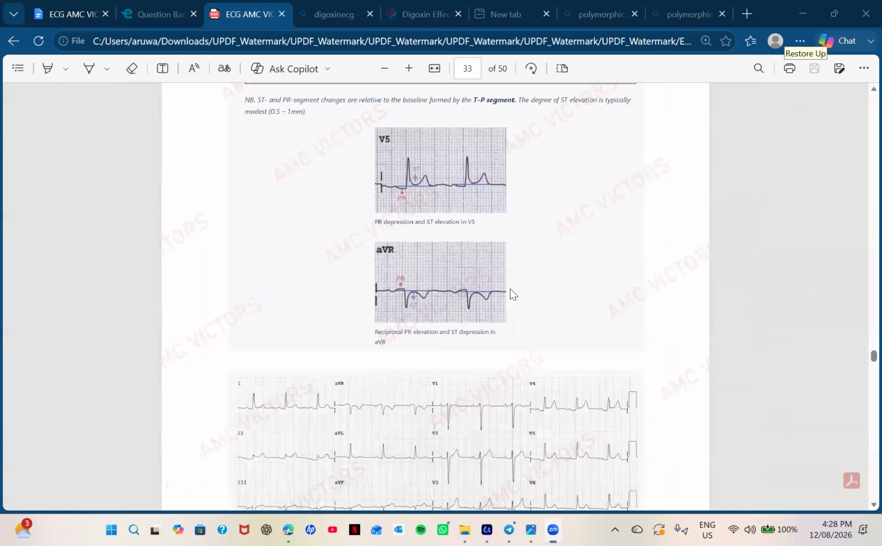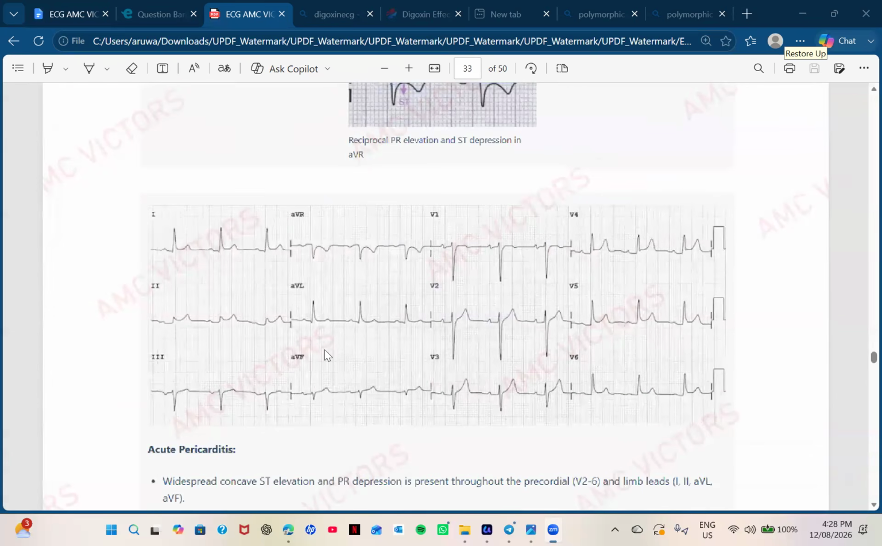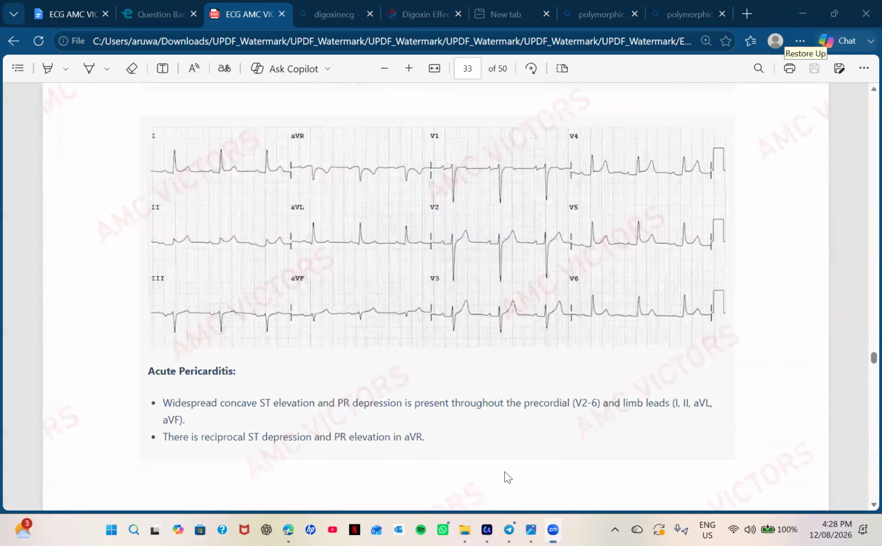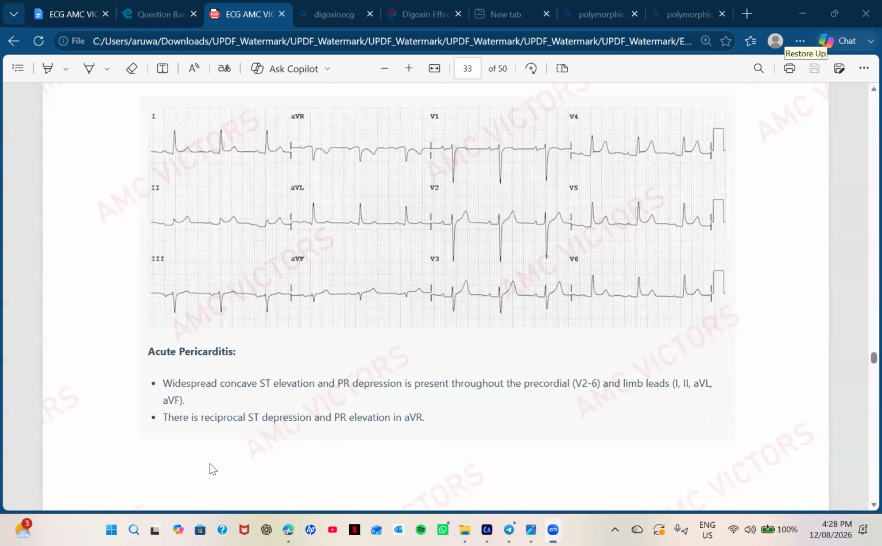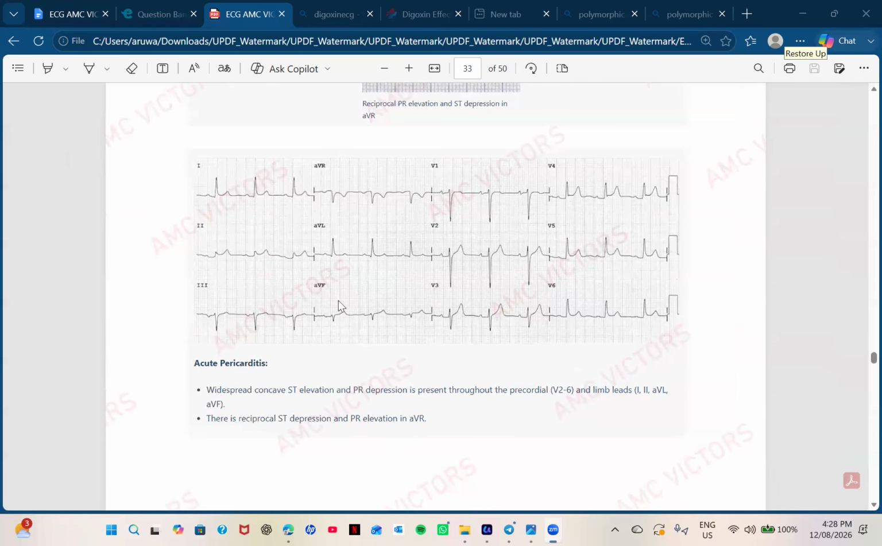Here the same thing. You can see widespread concave ST elevations and PR depression present through the precordial leads V2 to V6 and limb leads I and aVL. The reciprocal ST depression and PR elevation in aVR. Yes, reciprocal changes in aVR.